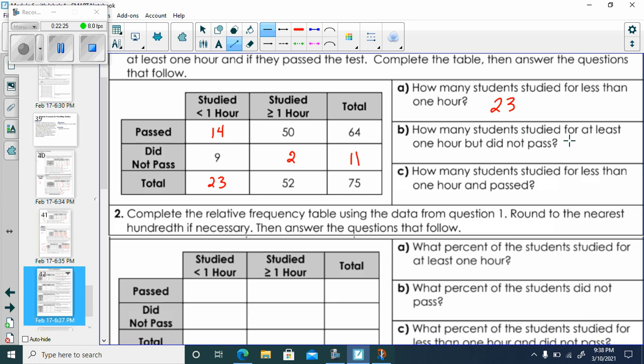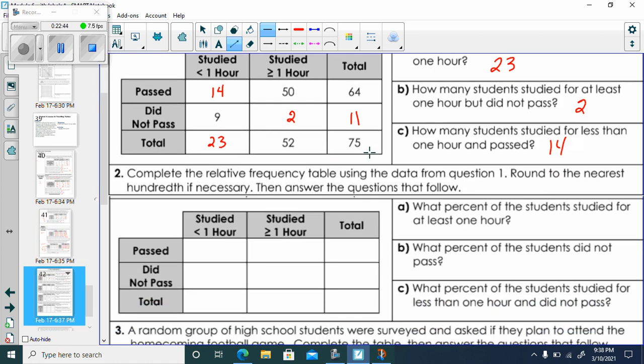How many students studied for at least 1 hour but did not pass? At least an hour did not pass. That's 2 of them. How many students studied for less than an hour and passed? Here's less than an hour and passed. That would be 14. Okay. Now let's do our relative frequency table. That means that we're talking about how many out of 75. 14 out of 75 means that you would divide 14 by 75, and you can multiply that by 100 to get your percent.